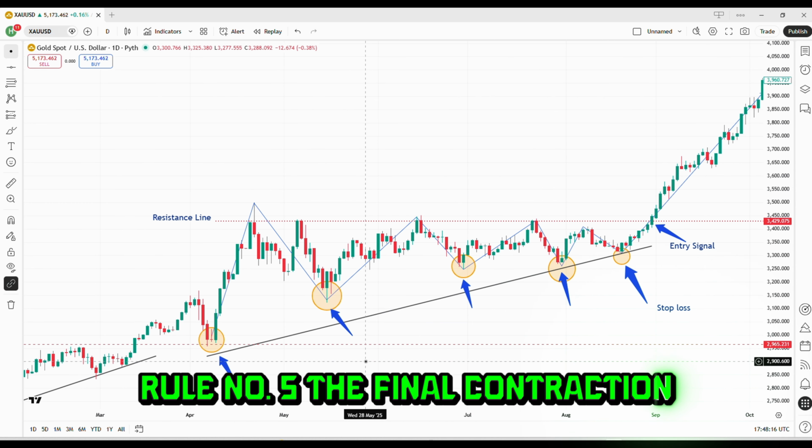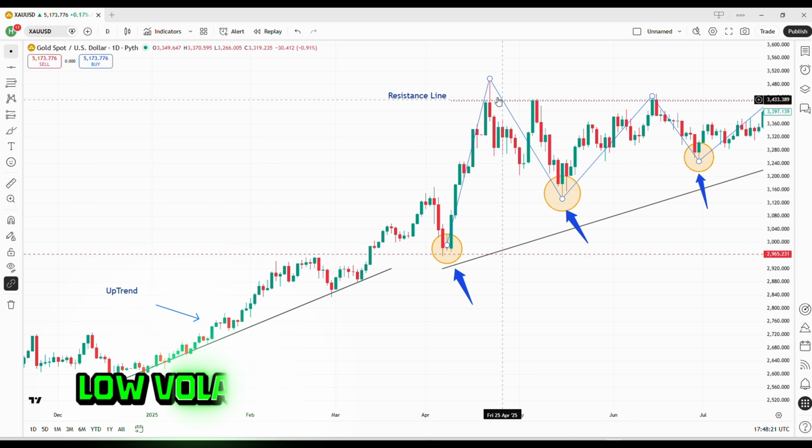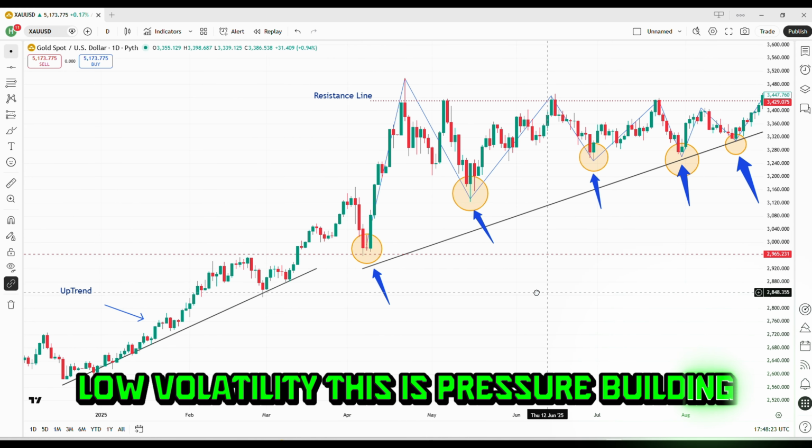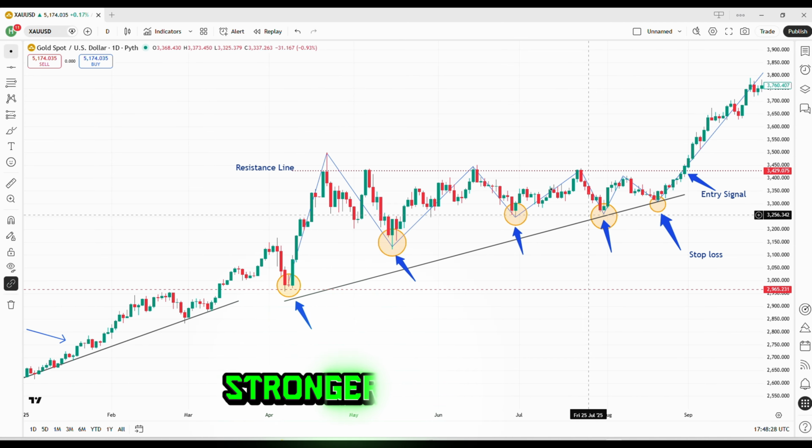Rule number 5. The final contraction should be tight. Narrow candles, small ranges, low volatility. This is pressure building. Think of a spring compressing. The tighter it coils, the stronger the release.